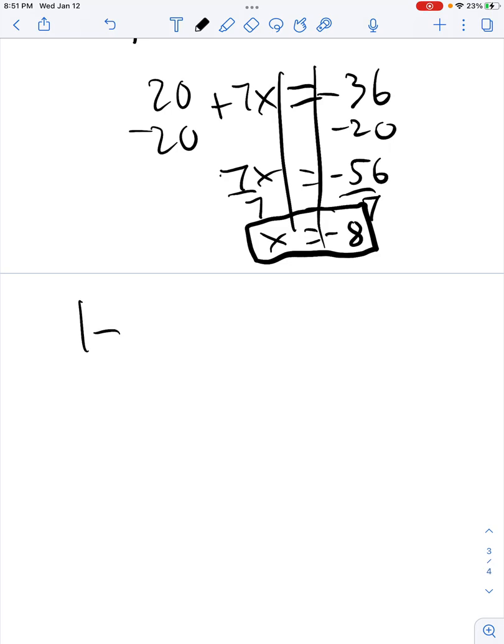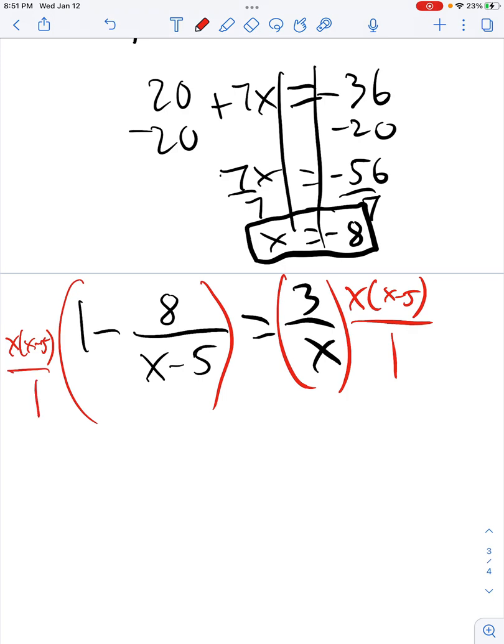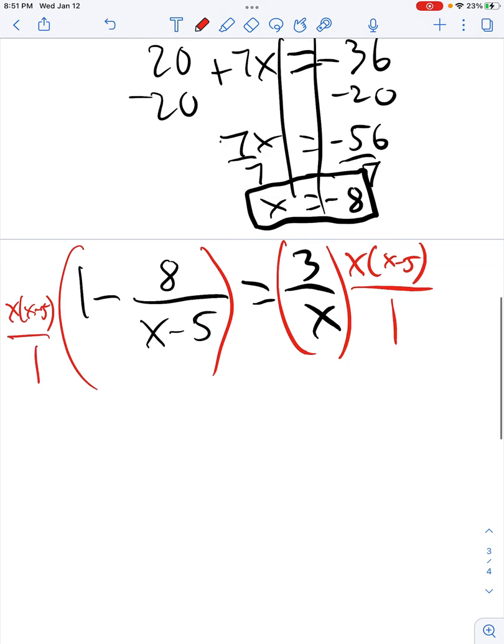If I wanted to solve a rational equation with 2 solutions, so maybe we had something like this. Let's see here. X minus 5 equals 3x. I'm going to start by, again, figuring out what do I need to multiply by so that I get the same denominator on both sides. And that's going to be x times x minus 5. And same thing over here, x times x minus 5. I'm going to put it over 1 just so I can keep it straight.